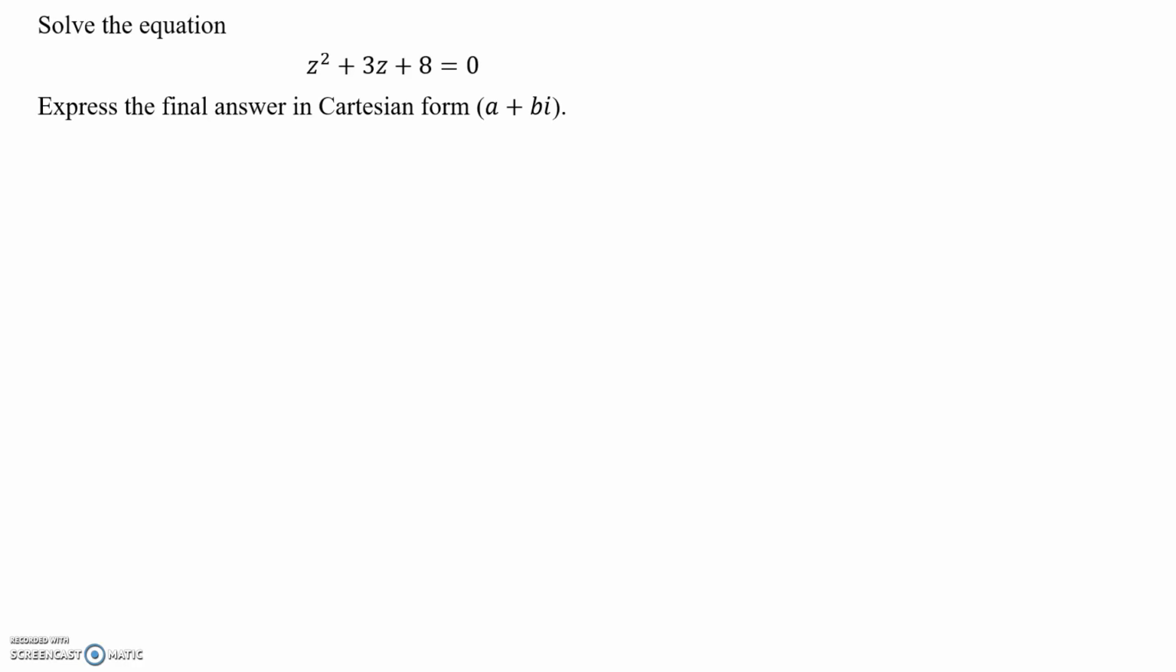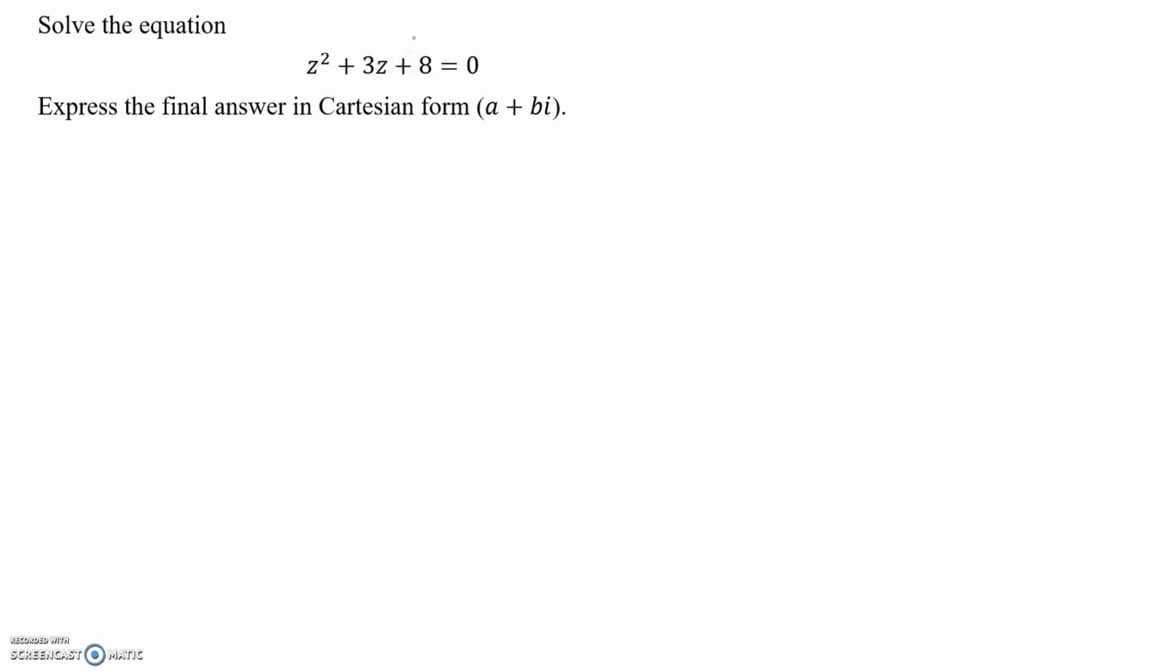So here we're asked to solve the equation z squared plus 3z plus 8 is equal to 0. And we need to express the final answer for z in Cartesian form, which is where we have our real component plus our imaginary component. So looking at this, we can see that this is a quadratic equation. Okay, we have a squared term, a z term, and a constant term.